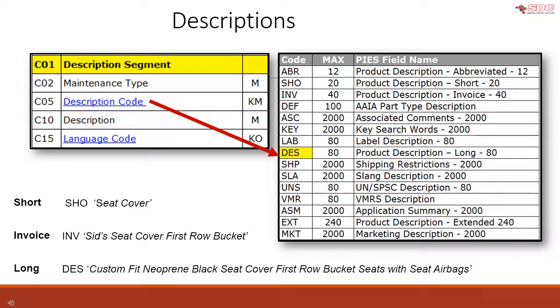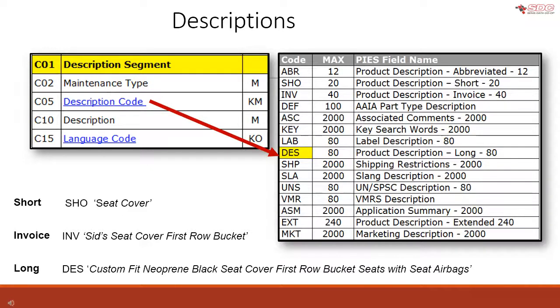So as we look through the list, there's short, long, invoice, marketing, keyword descriptions, or slang descriptions that can be used. Each of these have very specific usages and field links and rules that apply. And on the bottom left is a couple of simple examples of how a short, an invoice, and a long description will vary. The description segment gives ample choices when it comes to maximizing the information and the descriptions that we want to use for our products.